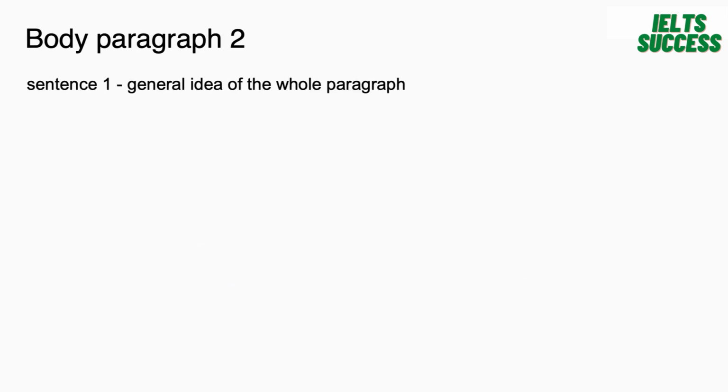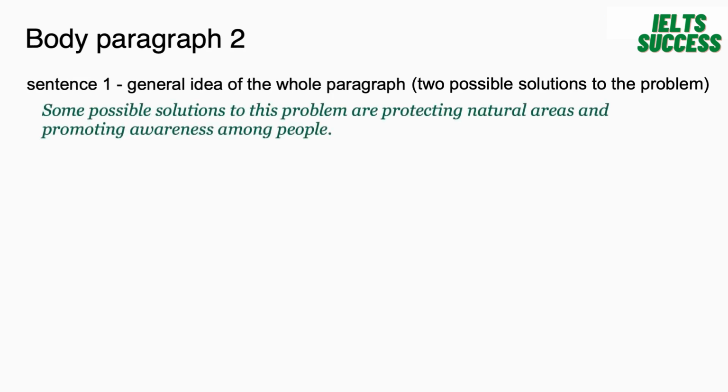As before, in the first sentence of our second body paragraph, we state the general idea of the whole paragraph. In our case, we mention two possible solutions to the problem. Our problem is the loss of biodiversity, and we have produced ideas for the solutions earlier. And here is how I wrote this. Some possible solutions to this problem are protecting natural areas and promoting awareness among people. You can see that I clearly stated both solutions in this sentence.